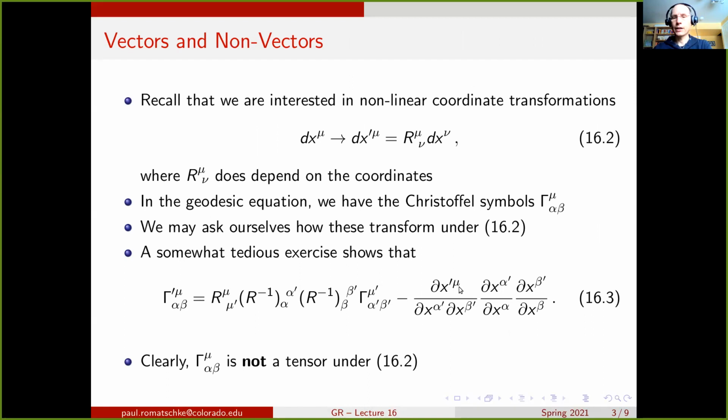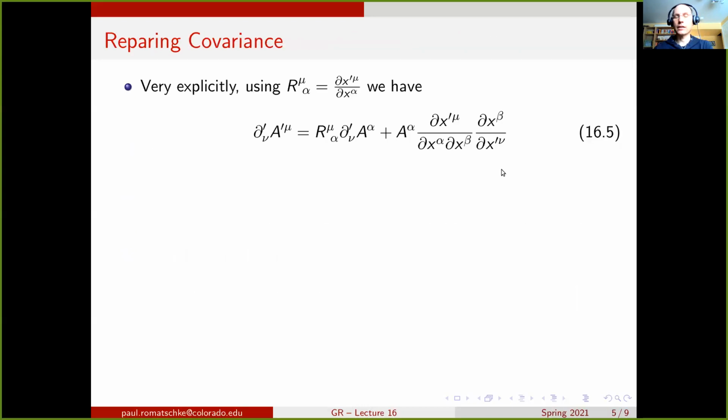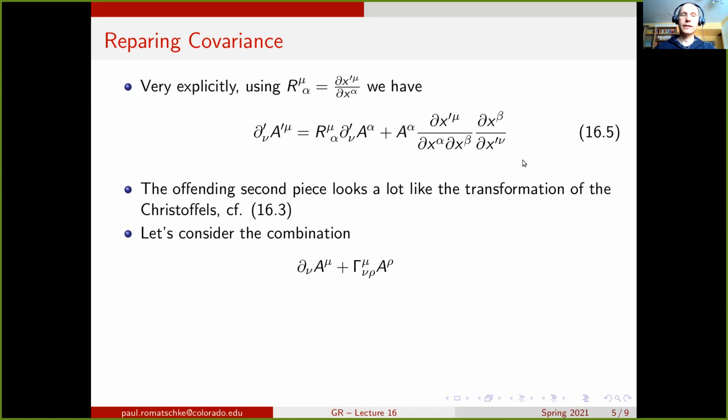So there we have a derivative of these coordinates with respect to two alphas. We have two of these pieces here, but one of them certainly looks like what we have in our transformation here. In particular, if you multiply this by the inverse transformation matrix R, so that R mu alpha is acting as a multiplier on this thing in parentheses, then we can consider the combination d nu A mu plus this Christoffel symbol and look at the transformation properties of this thing.